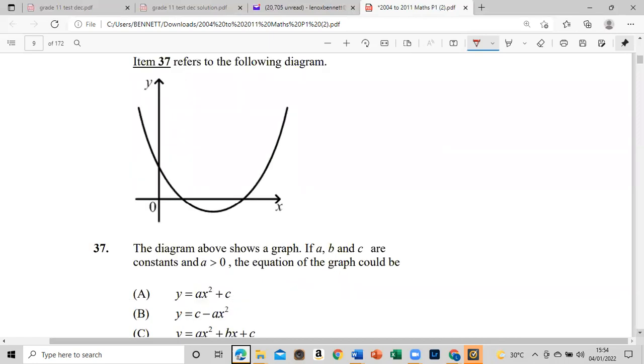37 refers to the diagram. The diagram above shows a graph. If A, B, and C are constants and A is greater than 0, the equation of the graph could be.